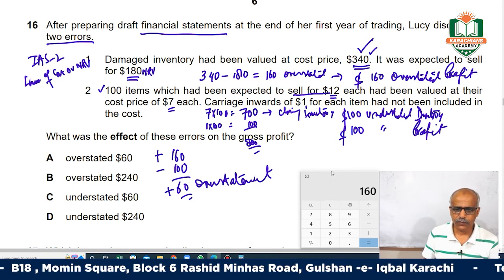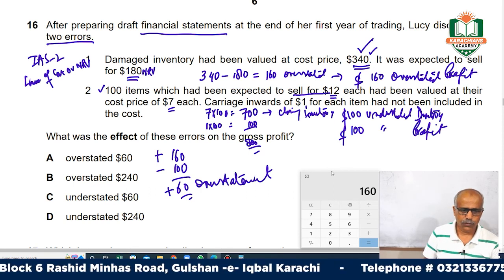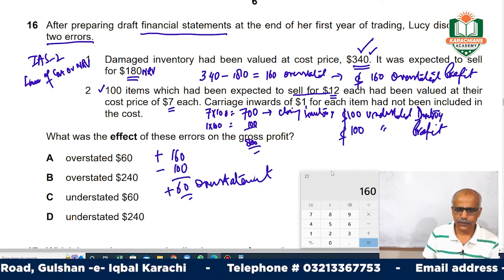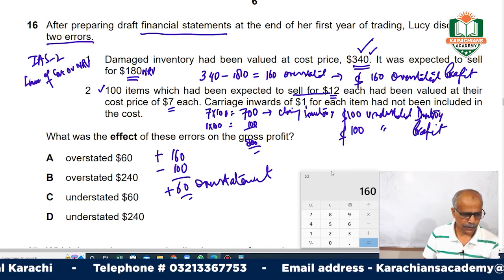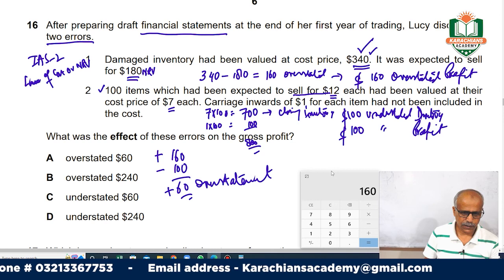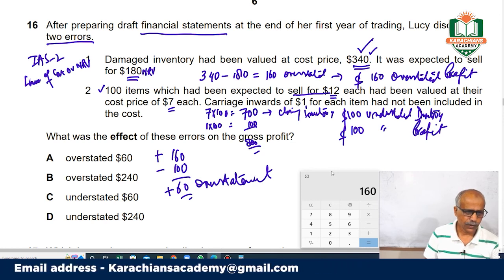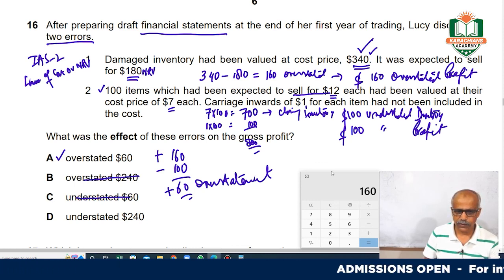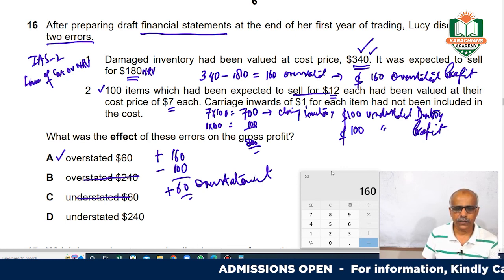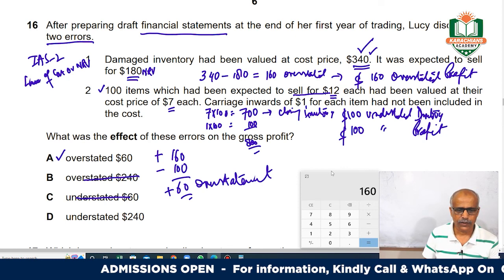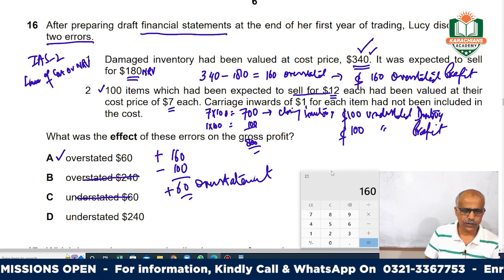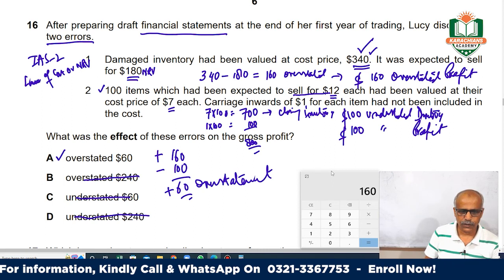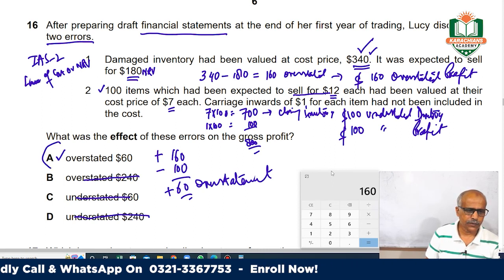So what was the effect of these errors on the gross profit? Overstated by 60, right? Overstated by 240, no. Or understated by 60, no, it is not understated. 160 overstated, 100 understated, net overstatement is 60. So understated by 240 is incorrect. Your correct answer is A.